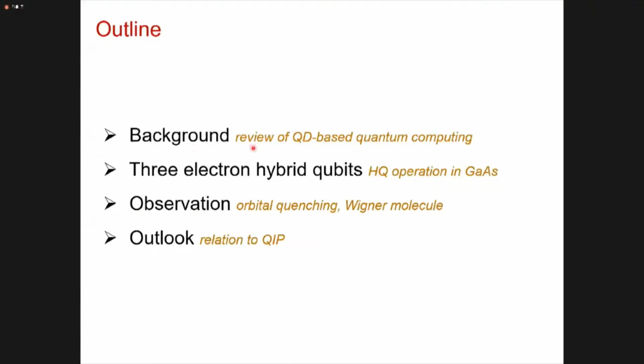After I review a little bit of quantum dot-based quantum computing, I will then move on to explaining 3-electron hybrid qubits that Michelle just mentioned in her talk. And then I will move on to our main observation today. Not only are we seeing the hybrid qubits that are known before our experiment, what we see is a little bit of weird phenomena, and I will explain those phenomena in this talk.